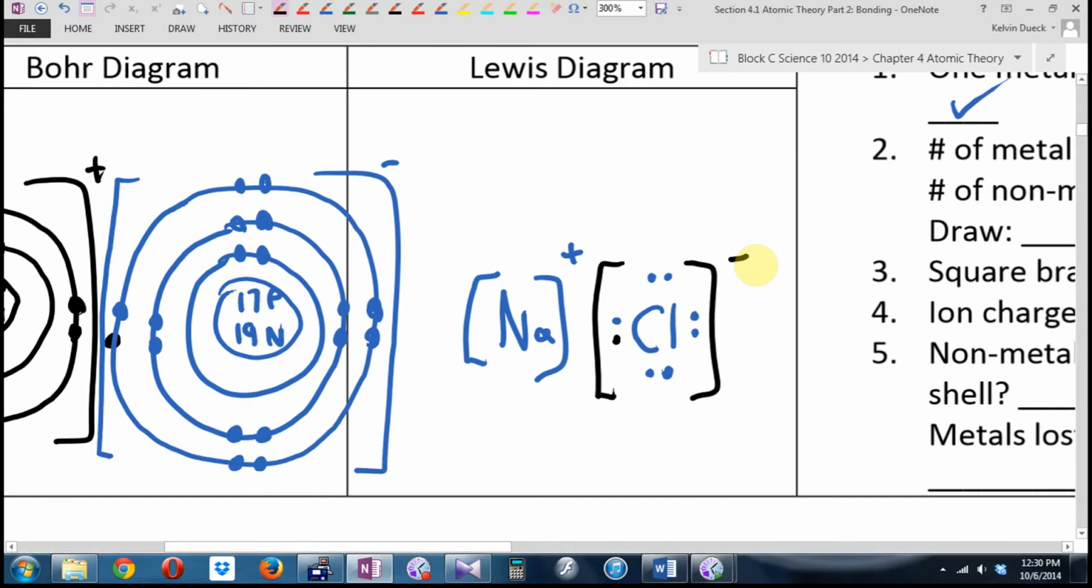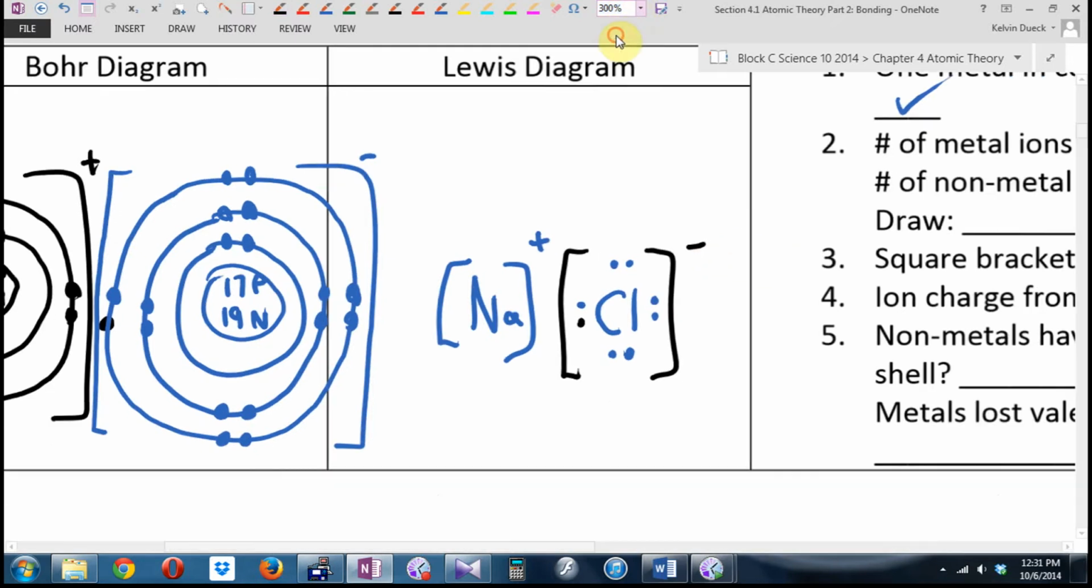Which one's less work to draw, Bohr or Lewis? Which one do I like better, Bohr or Lewis? Probably on your test, I might make you draw one Bohr compound. I'm not going to do more than that. Then I'm going to flog Lewis. This is so much nicer. And I think it's less confusing.